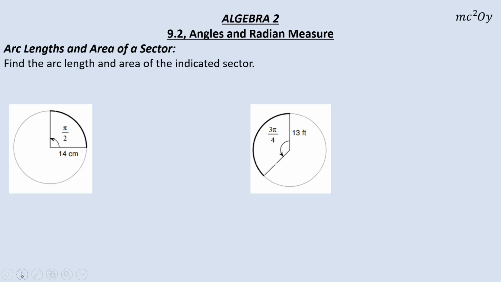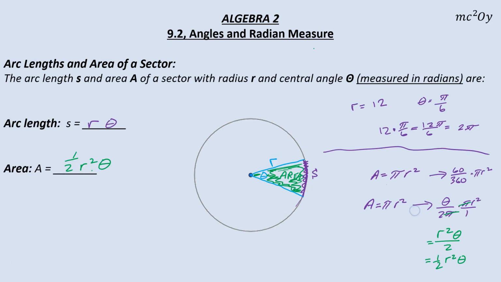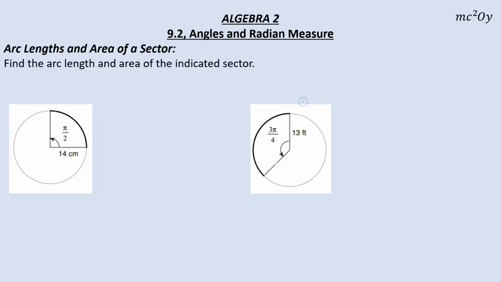So let's use that here. Find the arc length and area of the indicated sector. We're just going to practice these formulas here, okay? I'll rewrite our formulas up here. You can also reference that slide. S is equal to r theta. That's our arc length. And area is equal to 1/2 r squared theta. Okay? And so find the arc length and area.